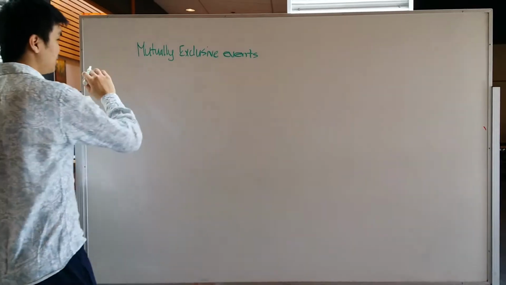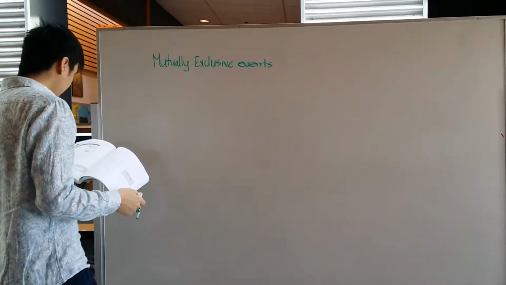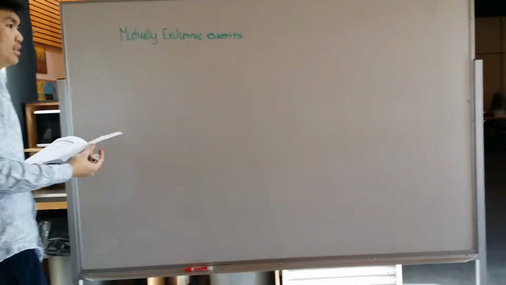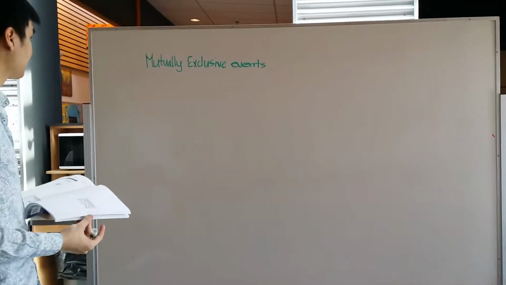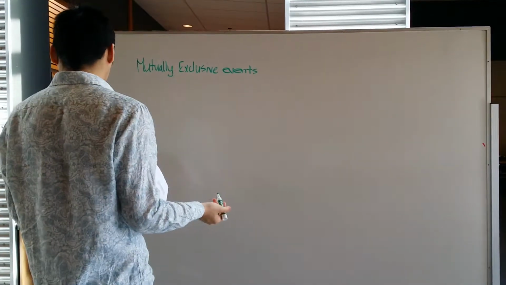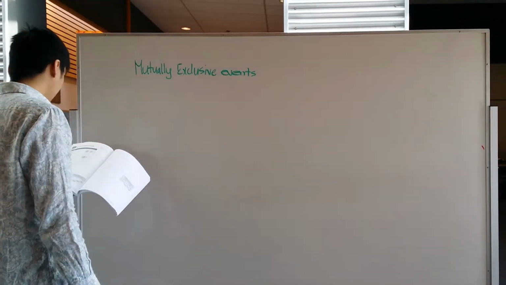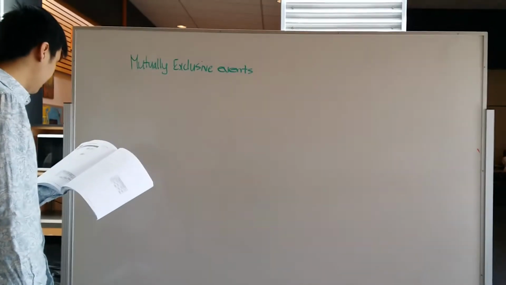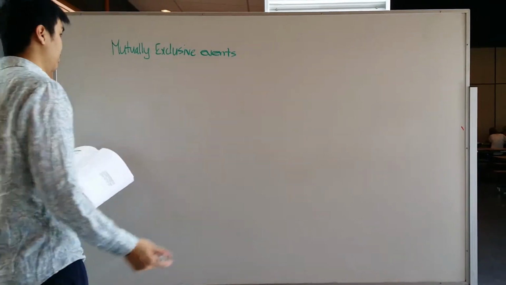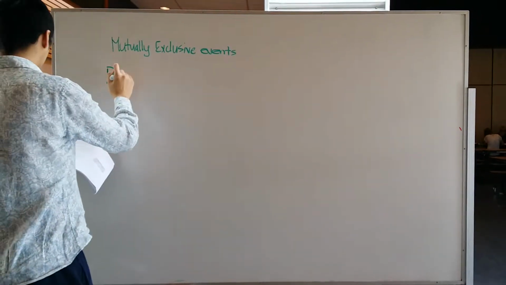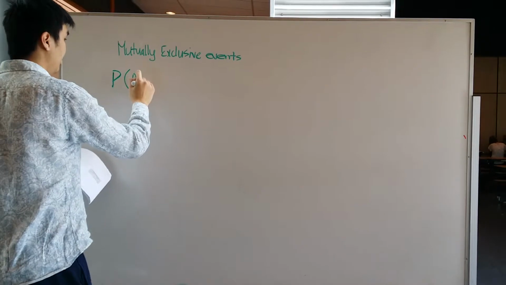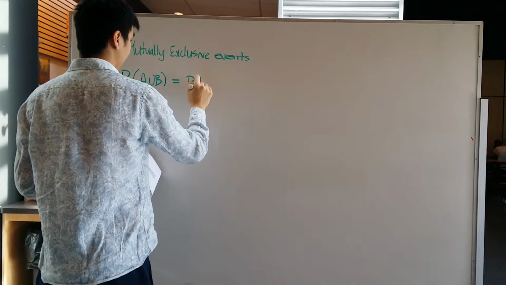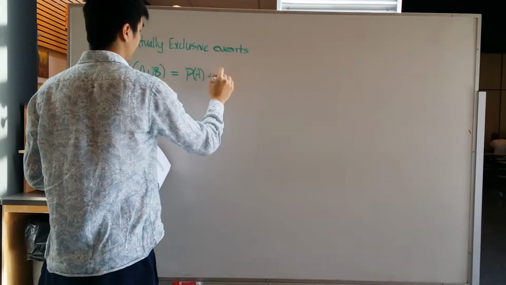Today we're learning about mutually exclusive events. Mutually exclusive events basically means that two things cannot happen at once. Keep in mind the probability that either of two mutually exclusive events A and B will occur is the sum of the individual probabilities. The formula for that is: probability of A or B equals the probability of A plus the probability of B.